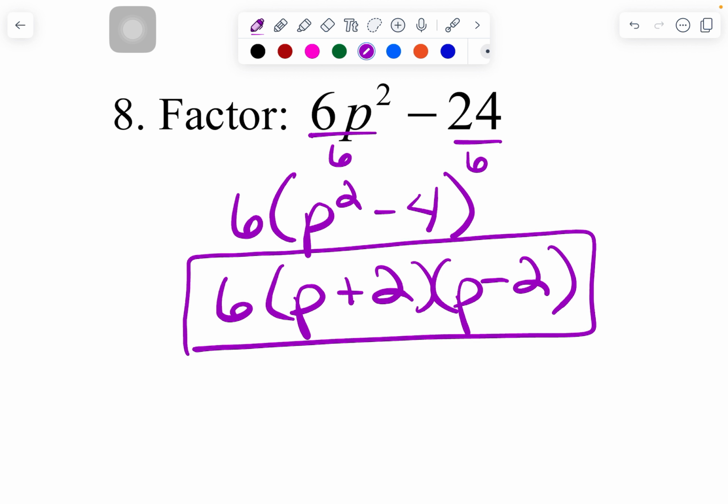And that would be the end of this video on factoring the difference between two squares.